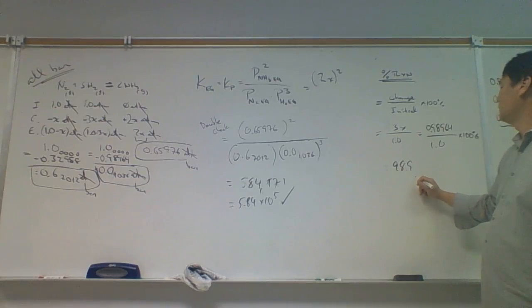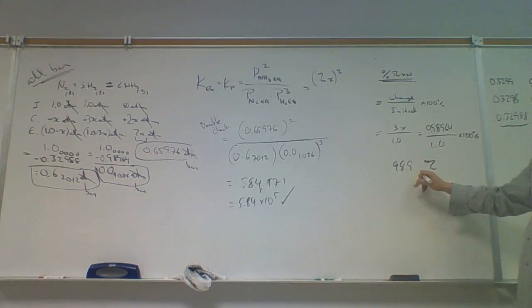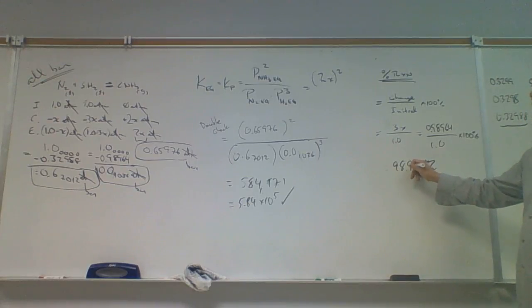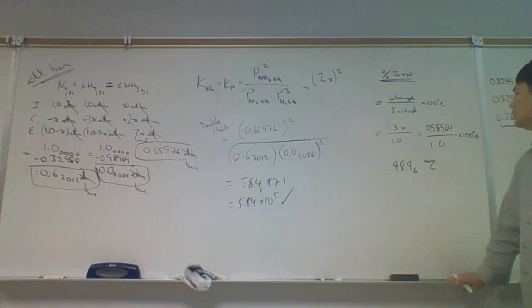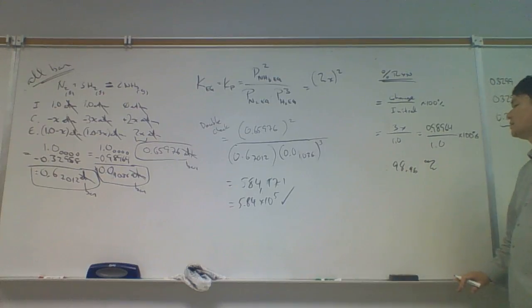Actually, we aren't allowed that many digits. We're actually only allowed 2 sig figs. So 98.96, it's 99% reaction.